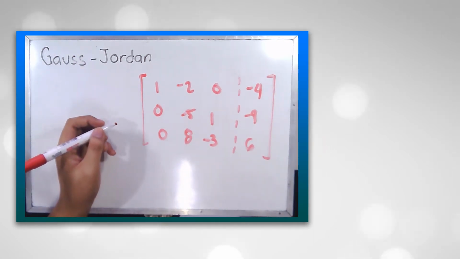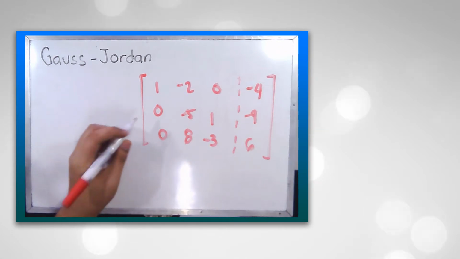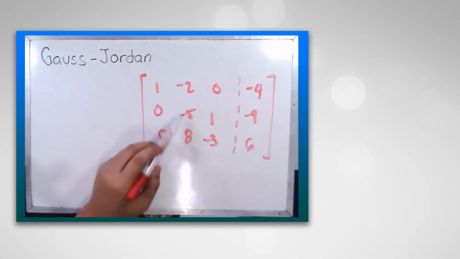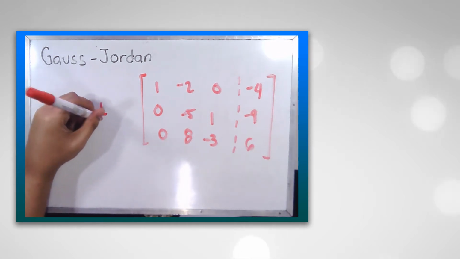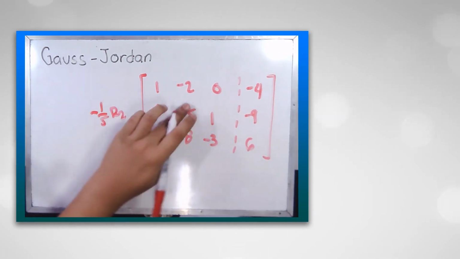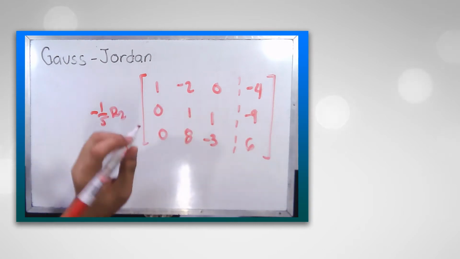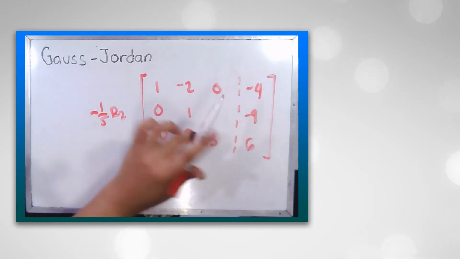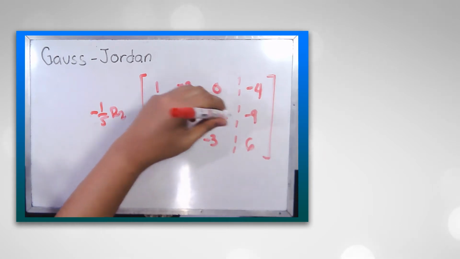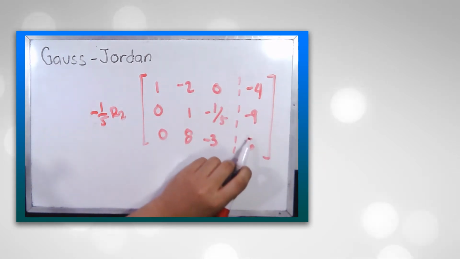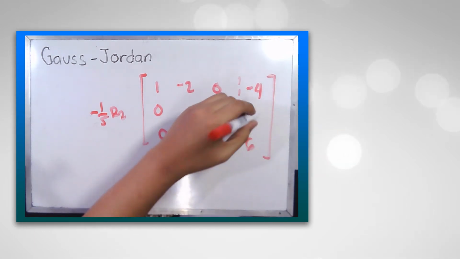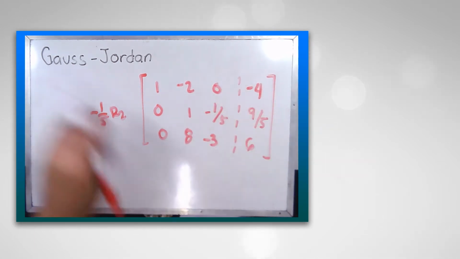So the next part is multiplying the second row by negative 1/5 to reduce this one. So negative 1/5 R2 is 1. And then here, 0. And we're going to get a negative 1/5 here. Also here, negative 1/5 times negative 9. We'll be getting 9/5.